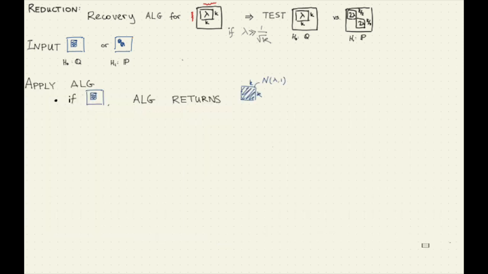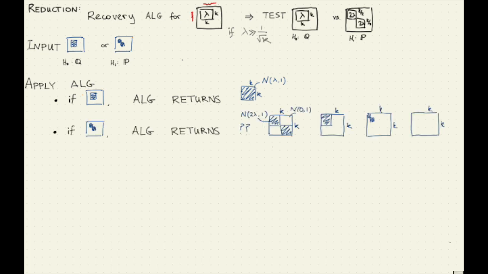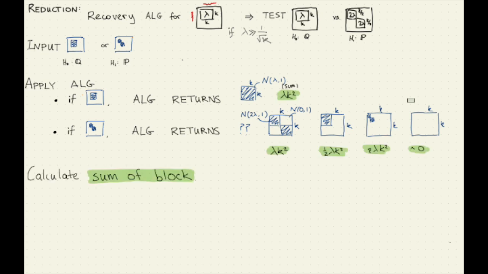So we have one of these, we don't know which, and we can apply the algorithm. We're imagining the algorithm recovers in this situation, so we know that if the input is our H naught, then the algorithm returns the right thing. The annoying thing is we have no guarantee about what happens when this is the input. The algorithm could return anything, any k by k block, perhaps an empty one. You might imagine it would return the one with the planted structure. Anyway, I've drawn a few options here, but we do have the guarantee here: it returns the right thing, and here it returns something else.